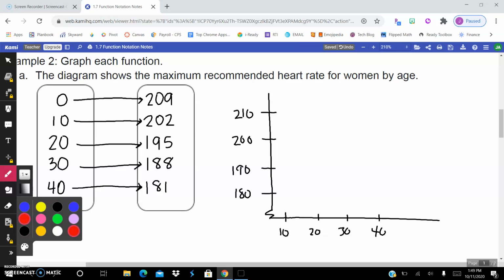And then I'm going to plot these points on here. 0 is paired up with 209, so over 0 up 209, over 10 and up 202, over 20 and up 195, over 30 and up 188, and over 40 and up 181. And we're not going to connect the dots because we weren't given a function, we were just given these particular points here.